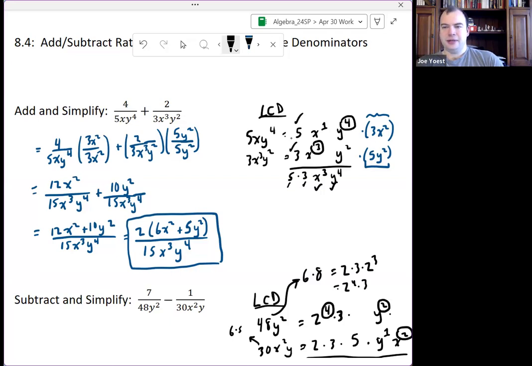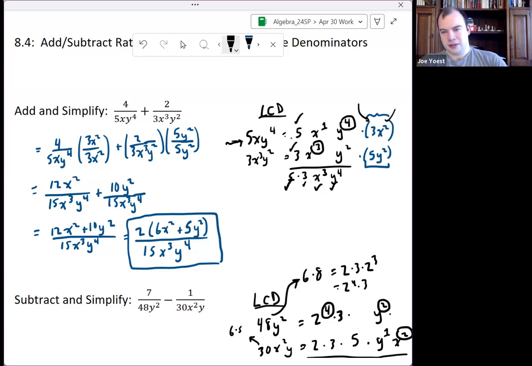Now I note that my 5x y to the fourth does have the 5. It's missing a 3, so I need to supplement with a factor of 3 to make it into the LCD. It has 1 factor of x, but it needs 3 total, so it needs to pick up an extra 2 factors of x. And it has 4 factors of y and needs 4 factors of y, so that's good. I'm going to need to multiply 5x y to the fourth by 3x squared in order to get my lowest common denominator.